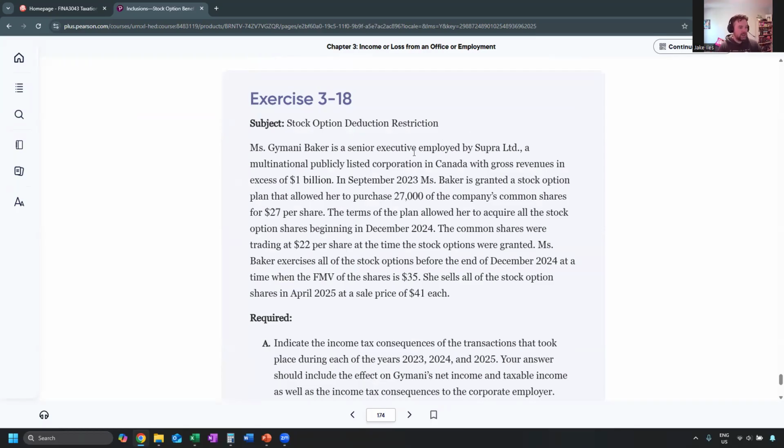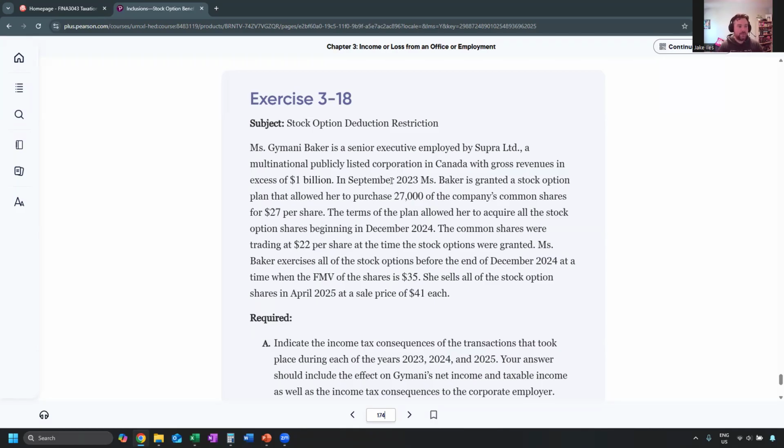Miss Baker is a senior executive employed by Supra, a multinational, publicly listed corporation with gross revenues over $1 billion. In September 2023, Miss Baker was granted a stock option plan that allowed her to purchase 27,000 of the company's common shares for $27 per share. The terms of the plan allow her to acquire all the stock options beginning in December 2024.